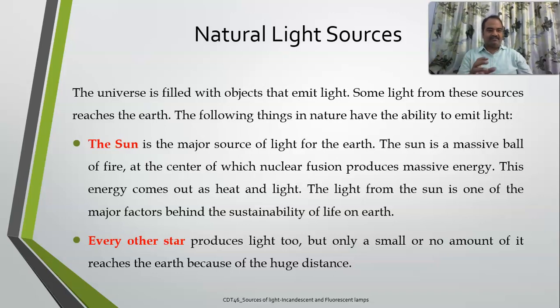You know that the universe is filled with objects which do emit light. When I ask you about the natural light source, you will immediately say the first and foremost thing is the sun, isn't it? The sun is our biggest source of light. It is a major source of light for the earth. It is a massive ball of fire at the center of which nuclear fusion is happening. Not nuclear fission, not like your atom. It is based upon hydrogen. So at the center, nuclear fusion is happening all the time, which develops massive energy. And this energy comes out in the form of heat and light.